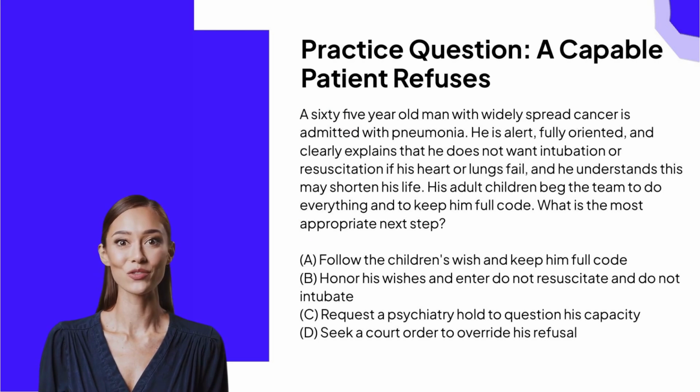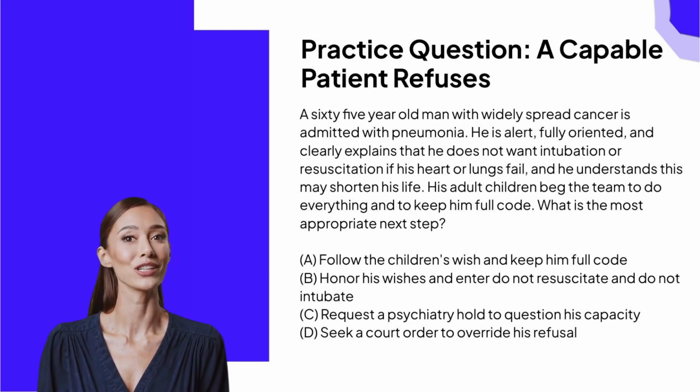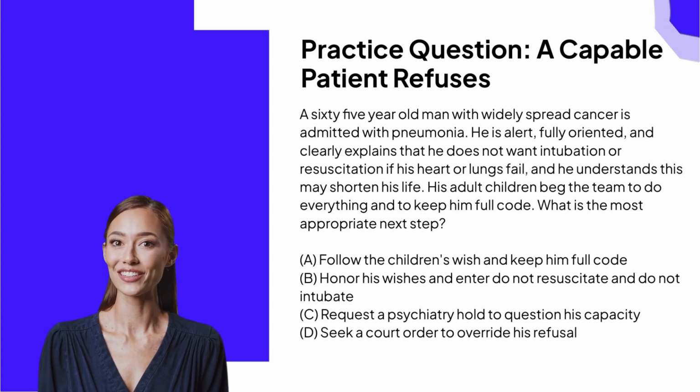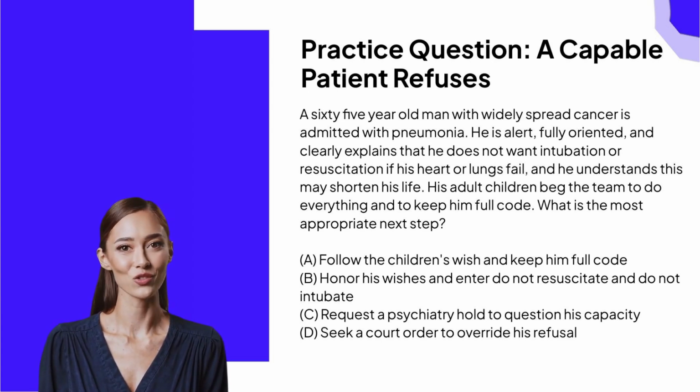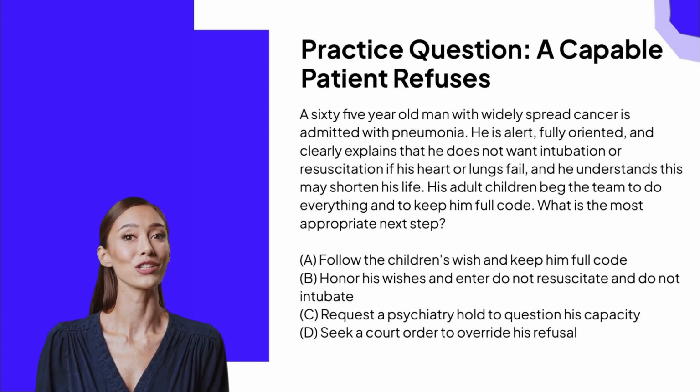Here is our third practice question, and it rewards respecting autonomy. A 65-year-old man with widely spread cancer is admitted with pneumonia. He is alert, fully oriented, and he clearly states that if his heart or lungs fail, he does not want to be intubated or resuscitated, and he understands this decision may shorten his life. His adult children are pleading with the team to do everything and keep him full code. The question asks for the most appropriate next step. The detail that should jump out is that the patient plainly has capacity and understands the consequences of his choice. Choose your answer, and we will reason through every option on the next slide.